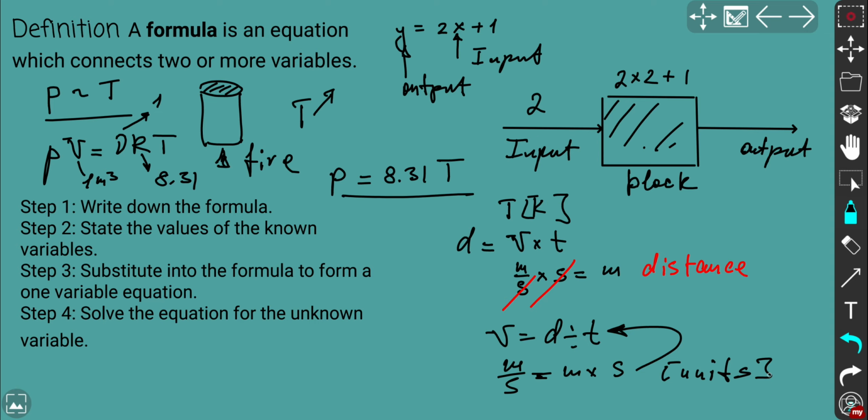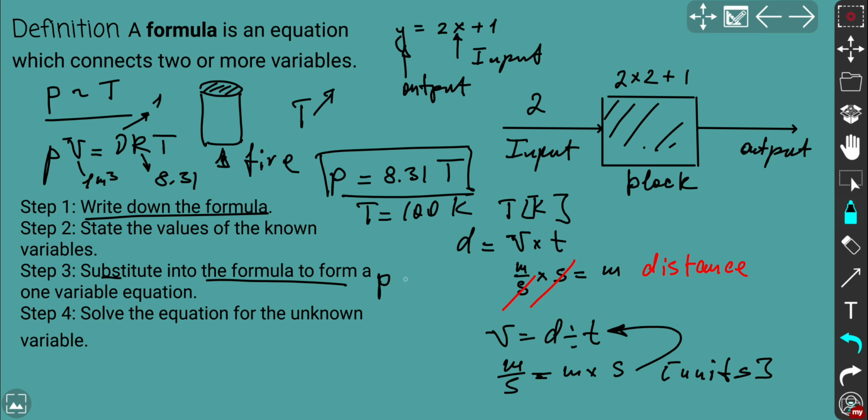Okay, how do you substitute some values in a formula? What are the main steps? Write down the formula, that's the first obvious step. For example, pressure is equal to 8.31 T, temperature. State the values of the known variables. Let's say temperature is 100 kelvins. Substitute into the formula to form a one-variable equation, with one variable on one side and values on the right side.